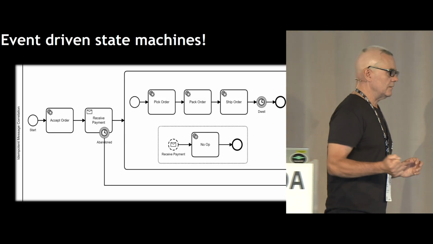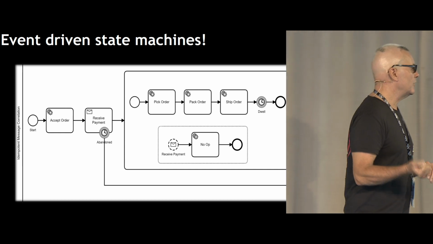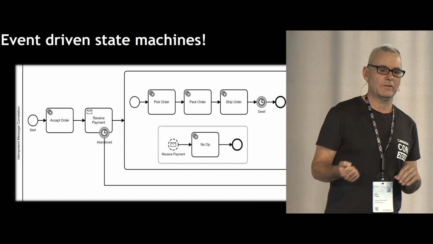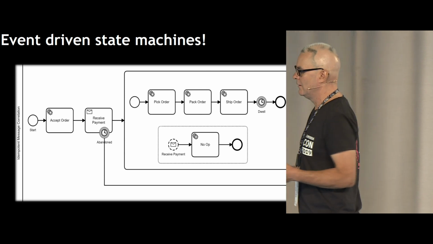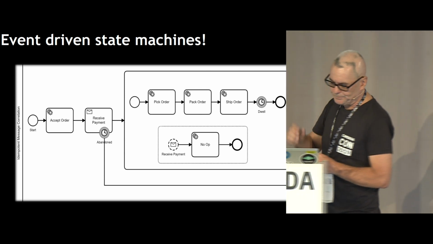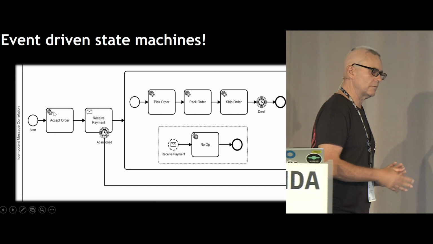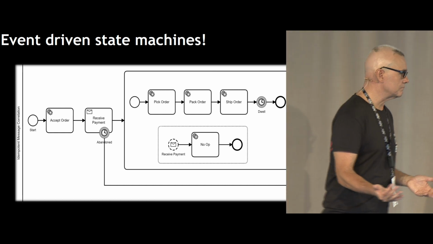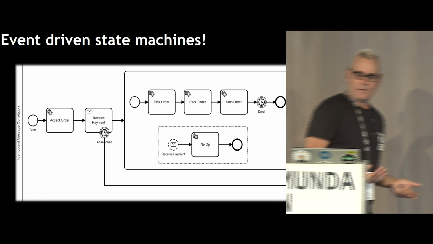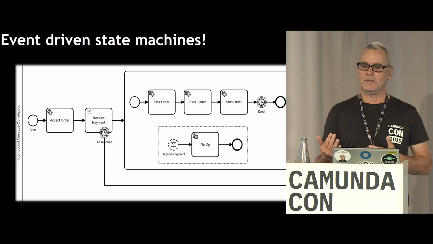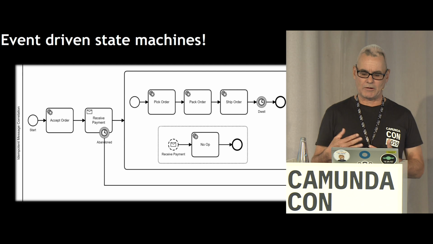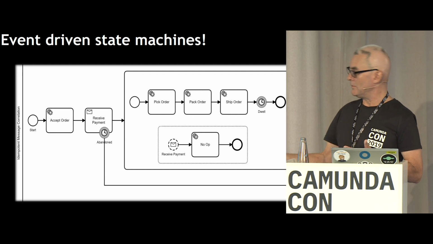It's actually really easy. These non-interrupting inline sub-processes are really useful for this. So let's have a look at this use case. So again, I've got an order process. Client submits the order, and it gets validated, so it gets accepted. And then the server is waiting for a receive payment message. So our client needs to send a payment confirmed message.